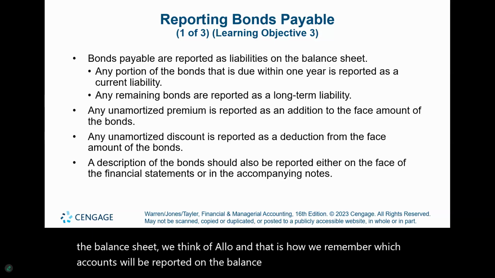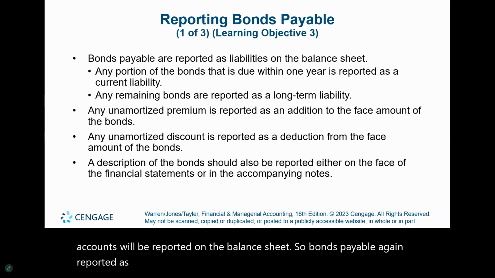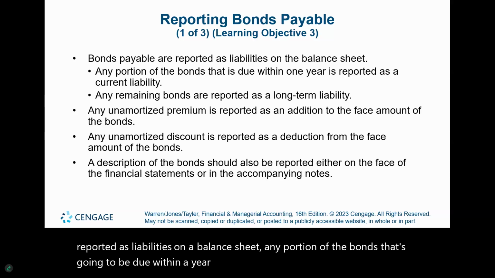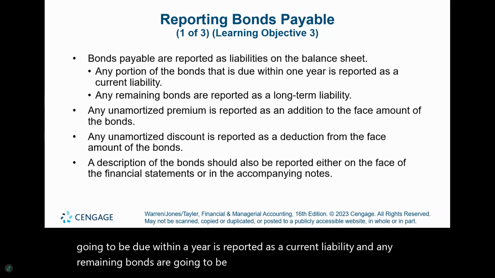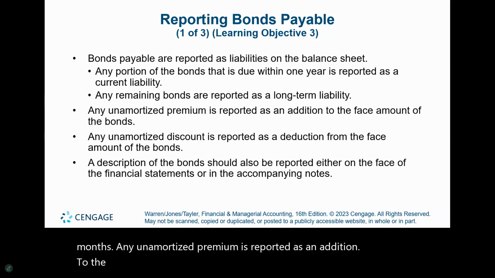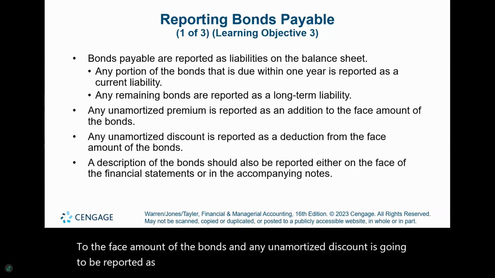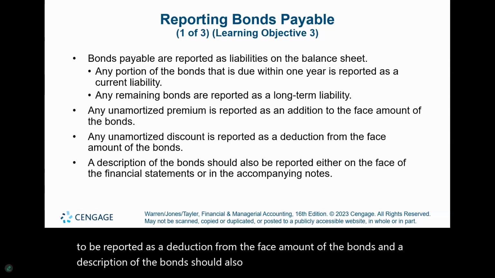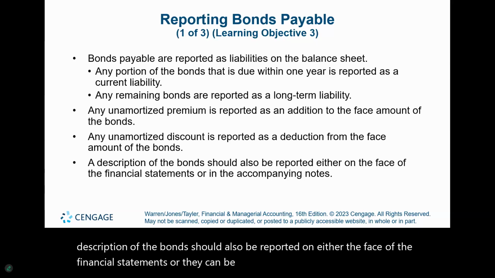So bonds payable are reported as liabilities on the balance sheet. Any portion of the bonds that's going to be due within a year is reported as a current liability, and any remaining bonds are reported as long-term, more than 12 months. Any unamortized premium is reported as an addition to the face amount of the bonds, and any unamortized discount is reported as a deduction from the face amount of the bonds. A description of the bonds should also be reported either on the face of the financial statements or in the accompanying notes.